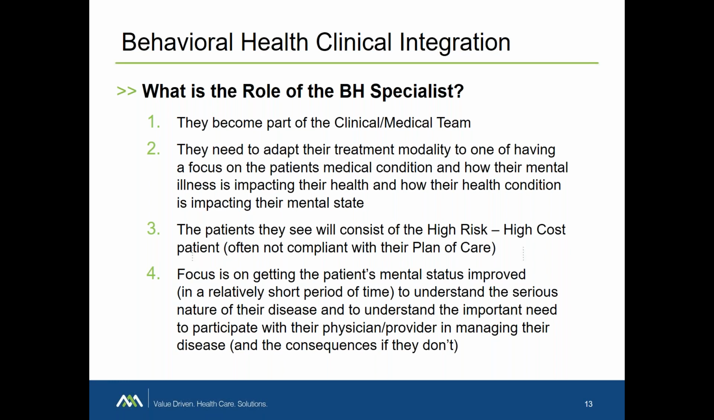So as an example, as we look at item number 3, by and large, because of the volume of patients that are going to be experiencing some degree of mental health issues in your practice, like I said, if there's 30%, and you have 2,000 patients on your panel, that's 600 patients. So what we're going to focus on generally speaking, is the high-risk, high-cost patient, often those that are not compliant with their plan of care.